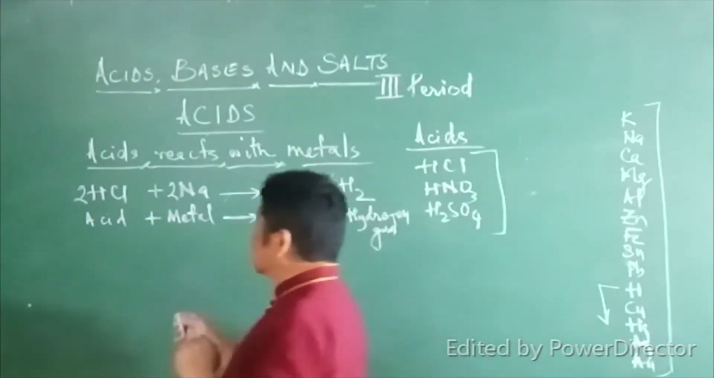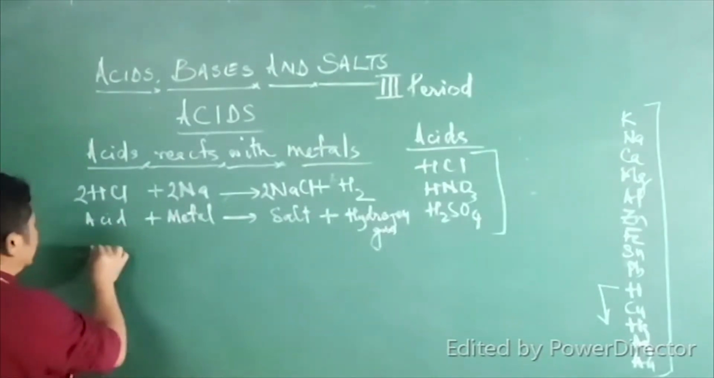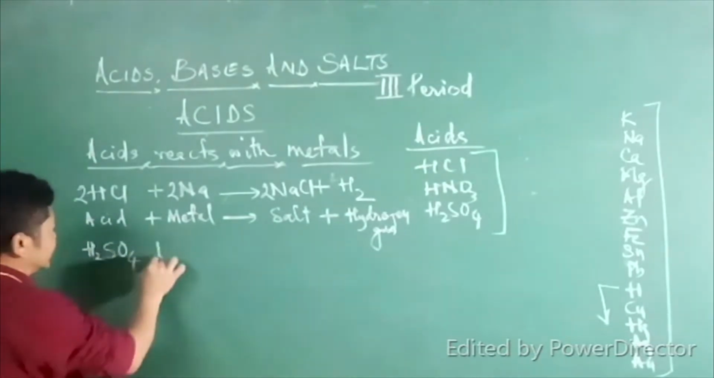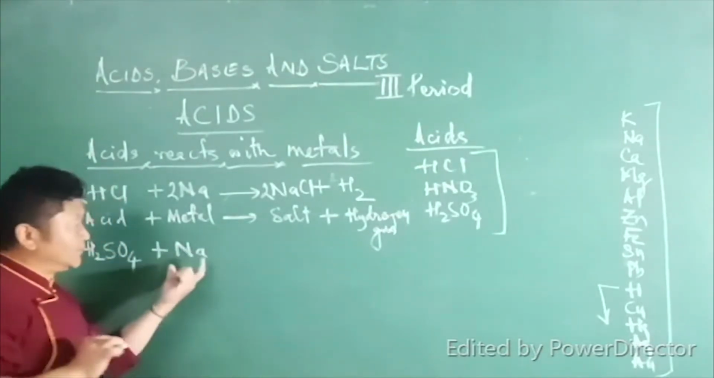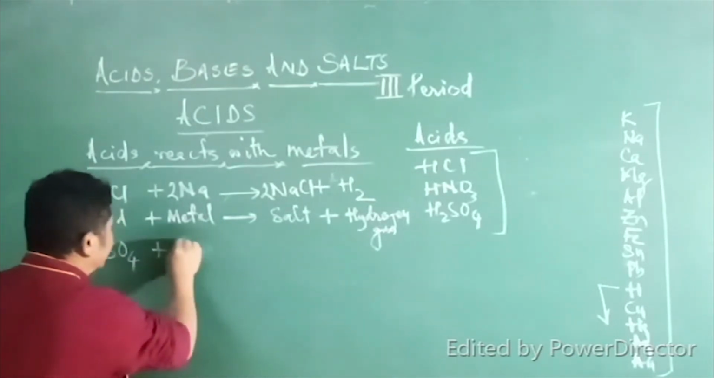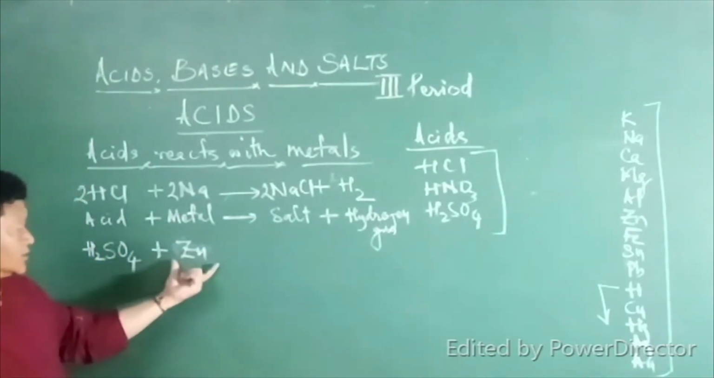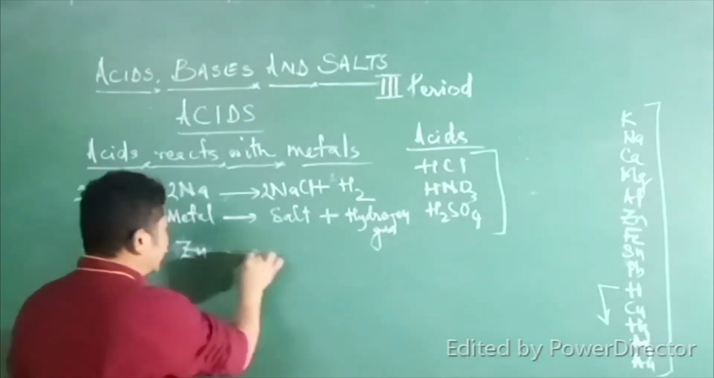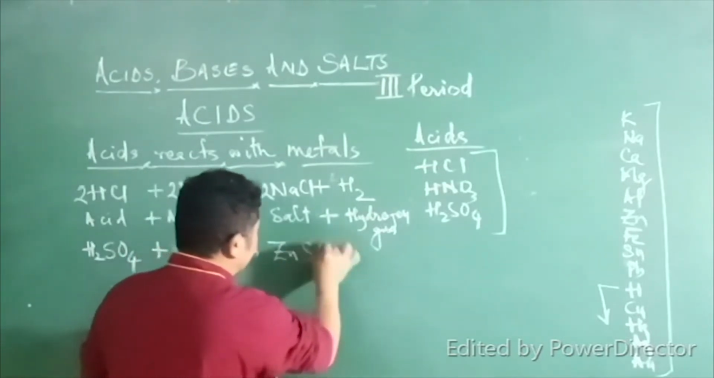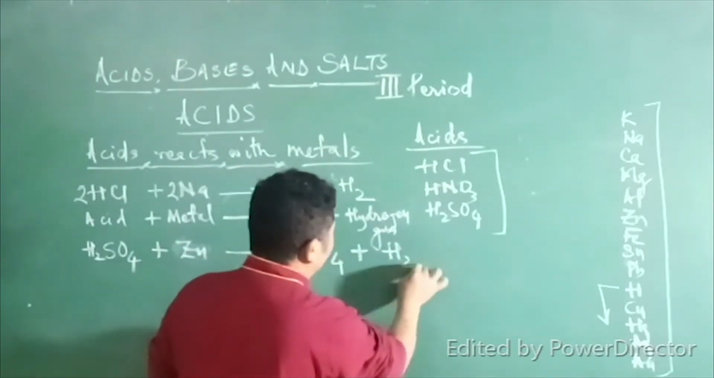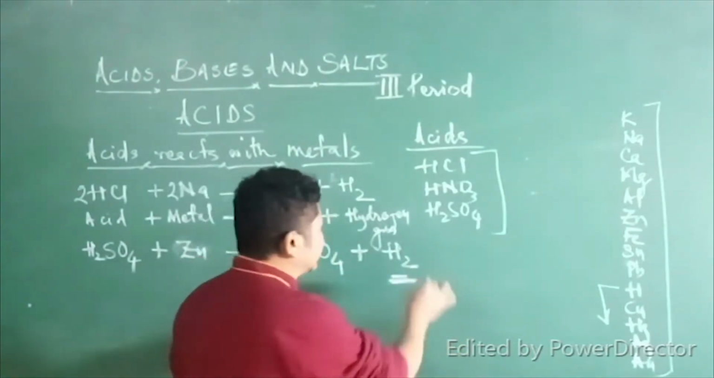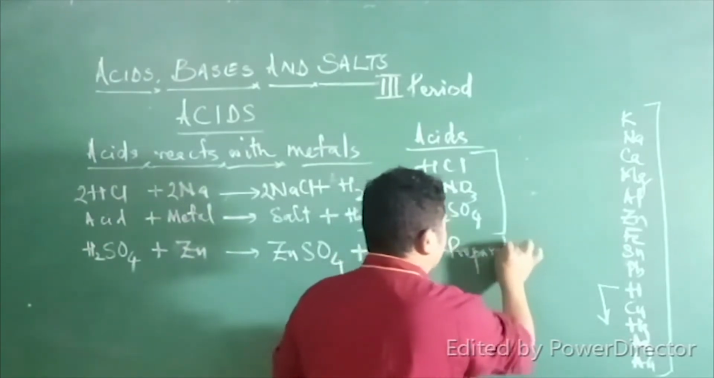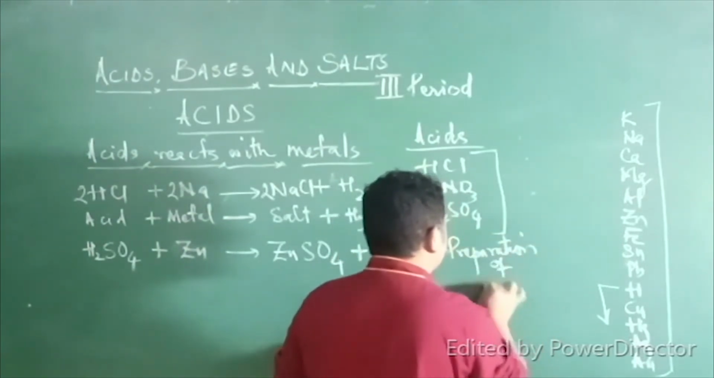One of the common chemical reactions prepared in the lab is this. When you introduce zinc granules in sulfuric acid, there is a formation of zinc sulfate, and there is evolution of lots and lots of gas. This is the activity for preparation of hydrogen gas.